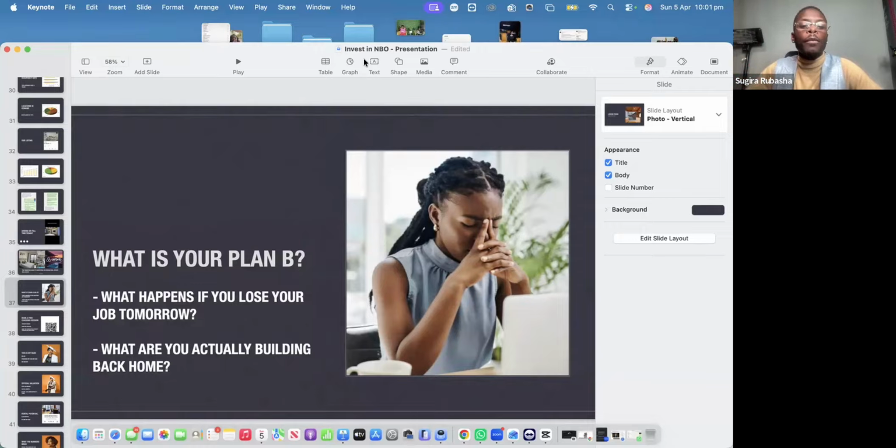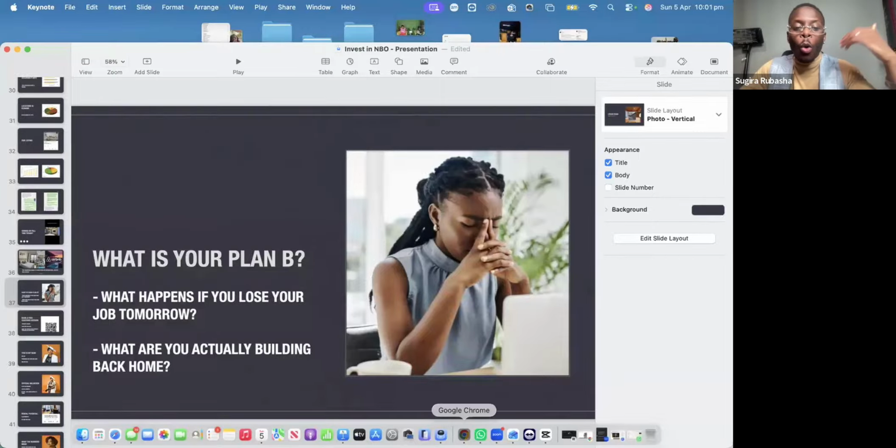So what's your plan B? If you lose your job tomorrow, what are you actually building back home? So many Kenyans are just sending money back home, back home, back home. So like, what are you actually building back home, which is quite powerful, which is a very important thing. So this is a way to do that, guys. So yeah, quite powerful in terms of doing this.